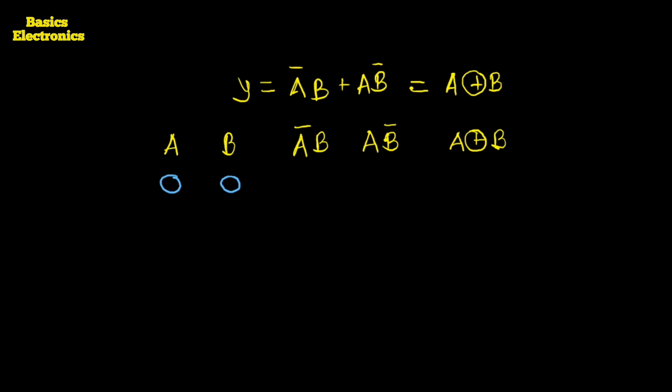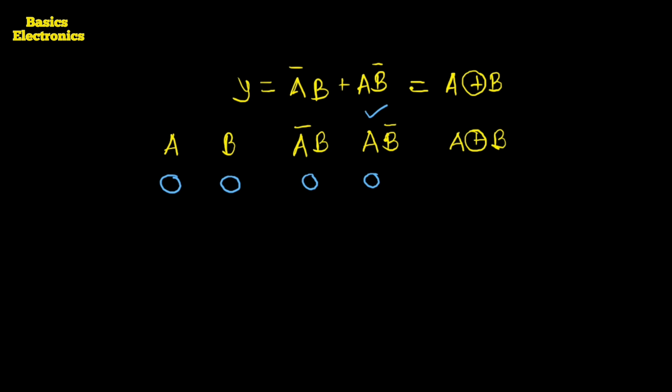A equals 0, B equals 0. A bar equals 1. So 1 dot 0 is equals to 0. Then at the second output, A equals 0, B equals 0, B bar, B complement, is equals to 1. 0 dot 1 is again 0. So A B bar is equals to 0.